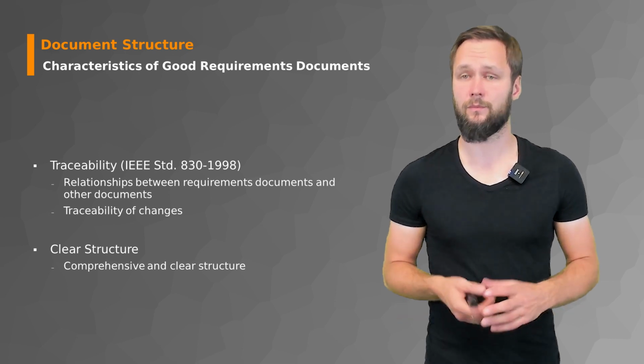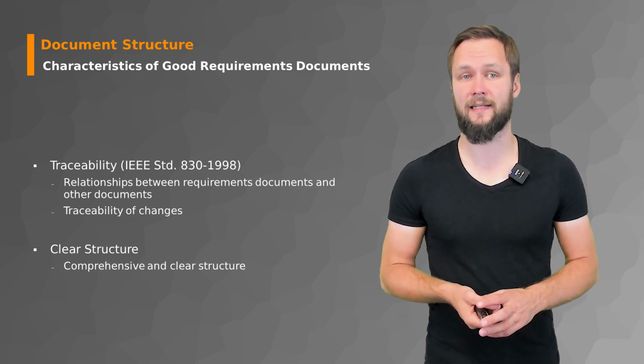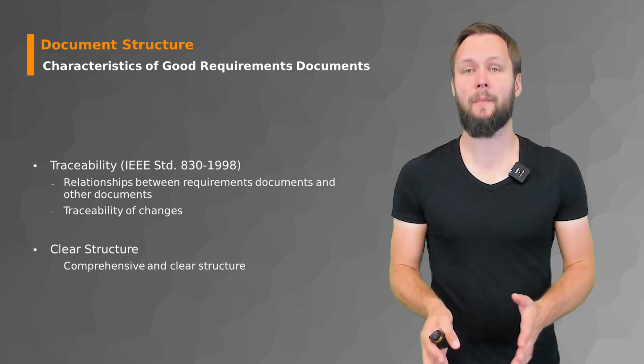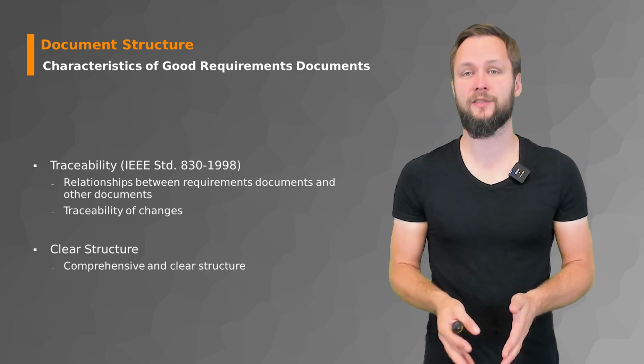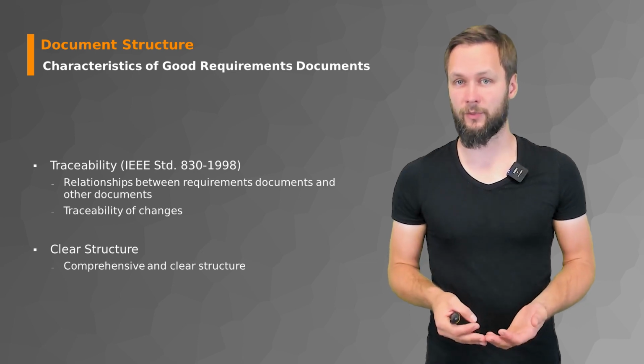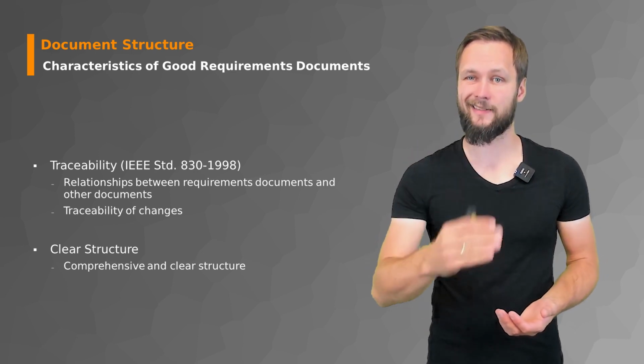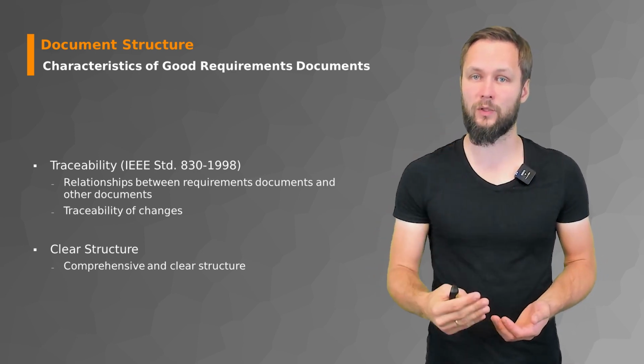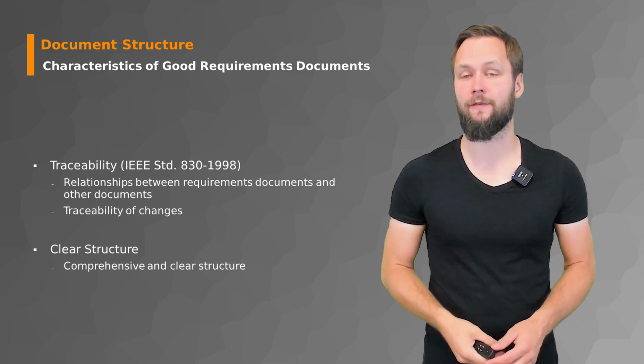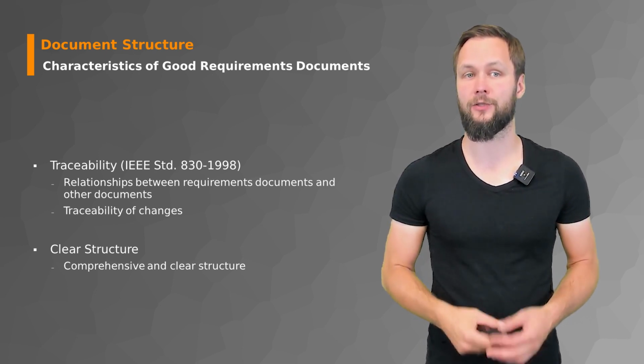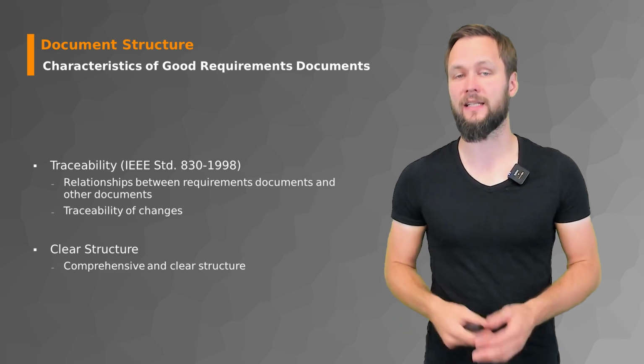And then, super simple as well, a clear structure. What am I looking at? I would like to understand very easily how this document is structured. It should make sense: what comes first, what's second, what wraps up this document, where can I find what type of information. So it should be comprehensive, with a very clear structure.